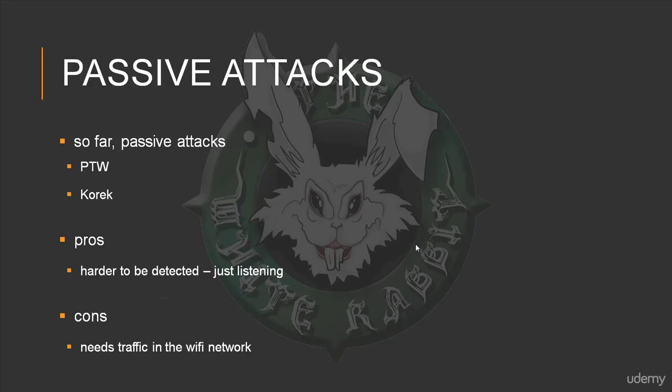Both are passive attacks, meaning that the attacker is just listening for frames in the Wi-Fi network. And this has the advantage that it's harder to be detected because it's just listening. So whoever's operating the Wi-Fi network would probably have no idea that the attacker is listening, capturing frames, and then running this attack on the frames. The disadvantage of using passive attacks is that it needs traffic to be in the Wi-Fi network. When we have a less active network, it might take a long time to gather enough different IVs.